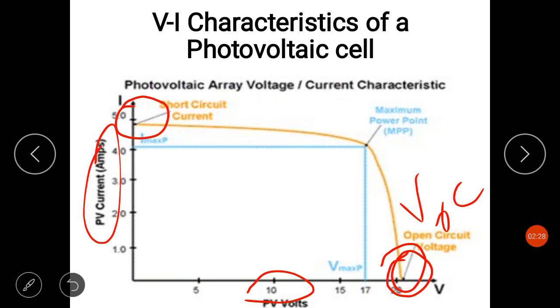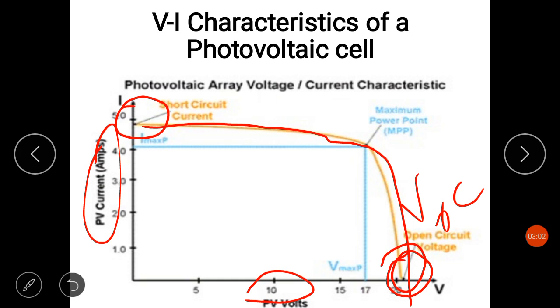Then the span of the solar cell IV characteristic curve ranges from short circuit current at 0 output voltage to 0 current at full open circuit voltage. In other words, the maximum voltage available from a cell is at open circuit, and the maximum current is available at closed circuit of the photovoltaic cell.